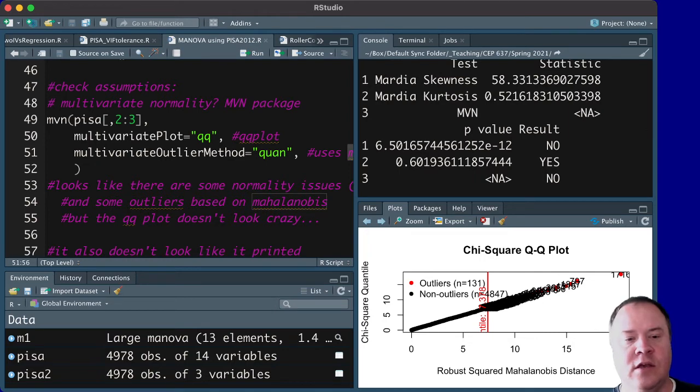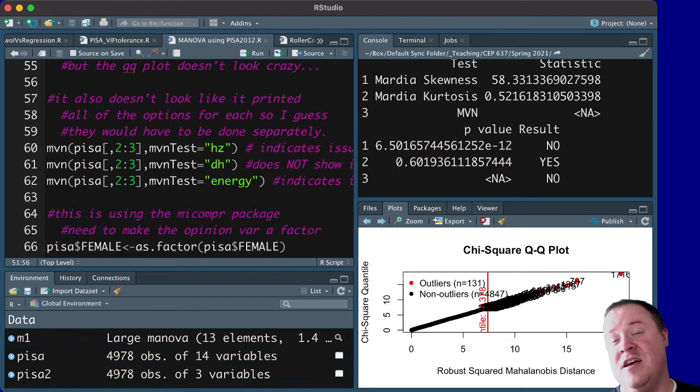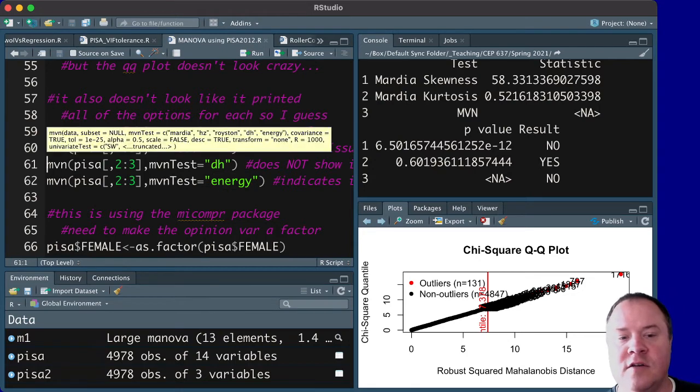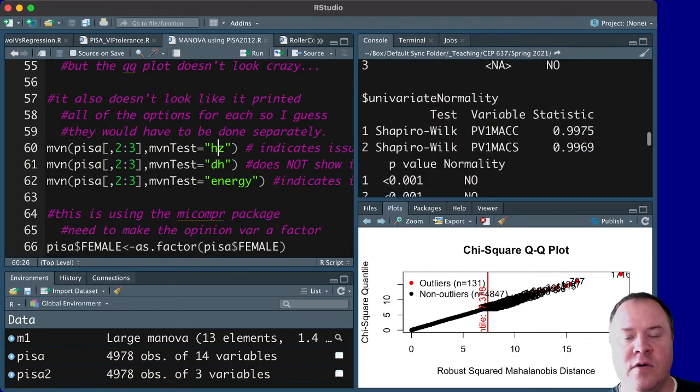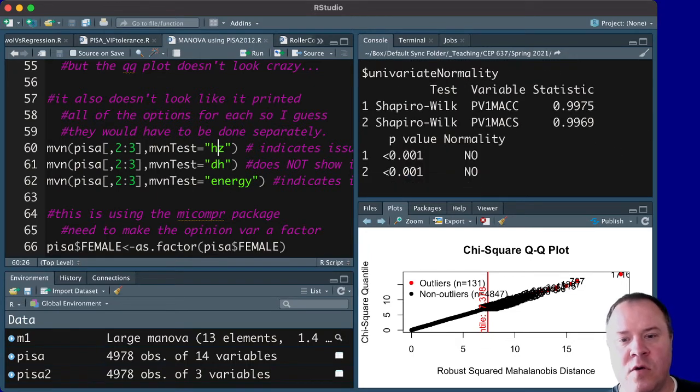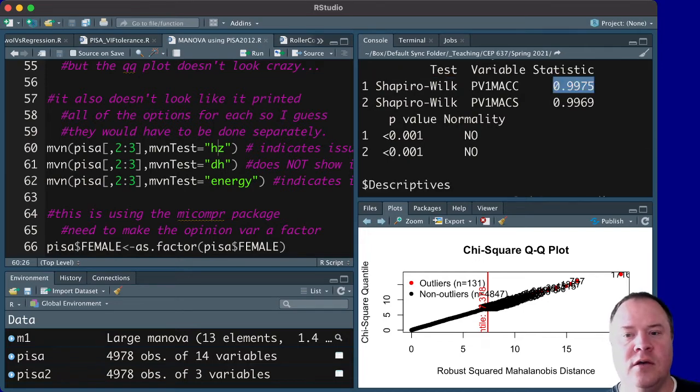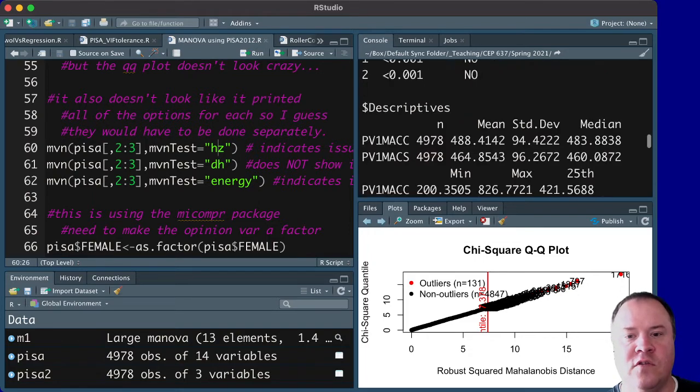So the next thing that we could do is look at the other tests that are involved. There are actually 4 different multivariate normality tests that you can run: HZ, DH, and I haven't been able to get energy to work again. For some reason, it's getting hung up, but it worked for me earlier today. If we run these, we get another set of results, and these are spit out as well, but it's using Shapiro-Wilk, which is not really helpful for having such a large sample size, even though it's telling us that there's no issues at the univariate level, and some descriptive information.